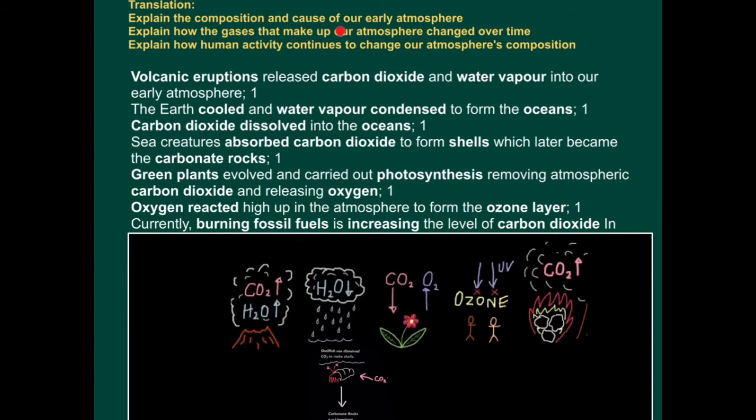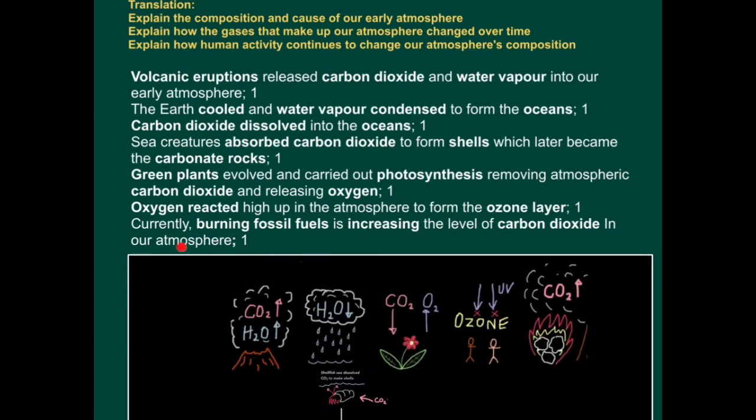So that explains the key changes over time, but now we are burning fossil fuels, and this is increasing the level of carbon dioxide in our atmosphere. So you could probably sacrifice some of these sentences, like the sea creatures one, and still get 6 marks.